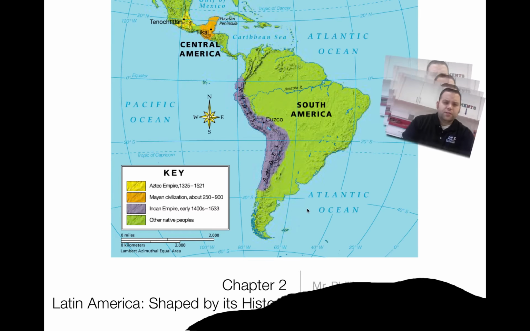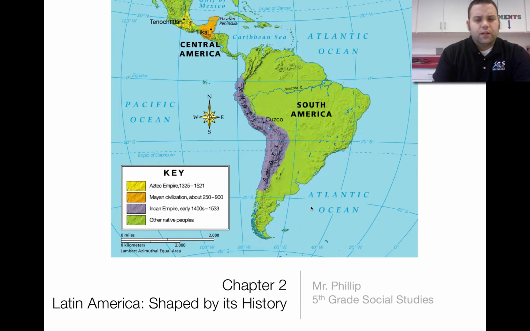All right, so we're going to be studying a little bit about how Latin America is shaped by its history. So we're going to set aside the elevation and climate a little bit, but for the most part we're going to be focusing on some of the ancient civilizations for the first couple lessons here, and then getting into some more of how the climate and elevation and all that stuff have influenced South America and Central America and the Caribbean. All right, so here we go.